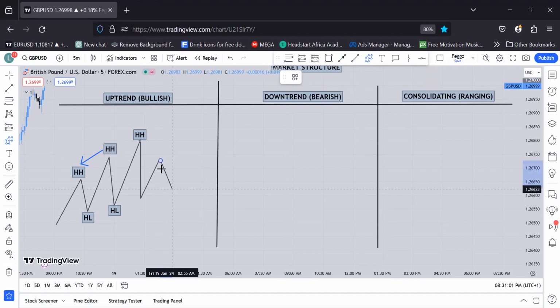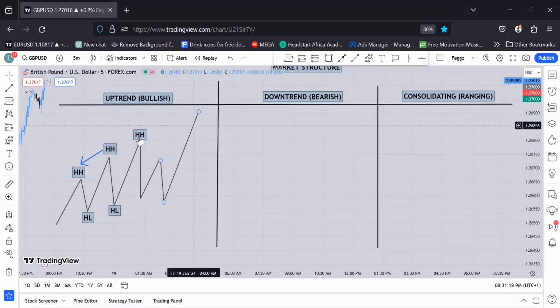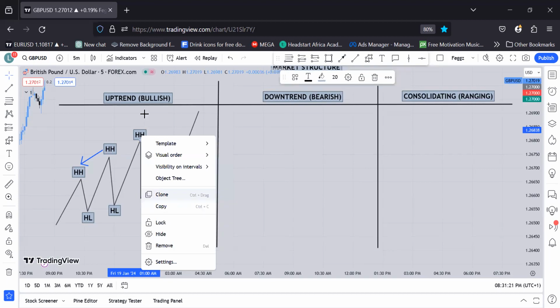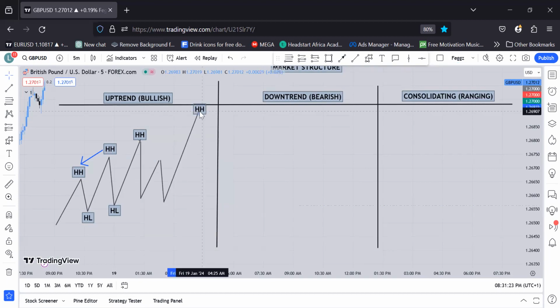But again, if price comes here like this, so long as it does not break below this previous higher low, let's say it came below this point here. Let's say it came here before now going to this point here. This is still a higher high. Why is this a higher high?